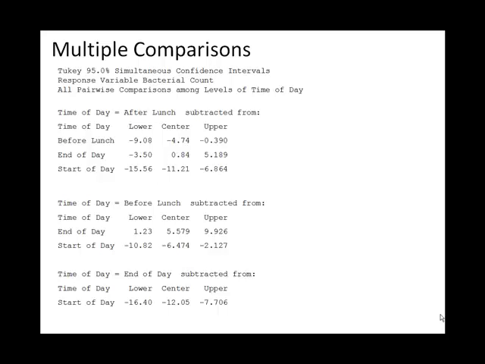So in our first block of output, that's going to compare the time of day after lunch to the 3 other time periods. If we look at our first confidence interval that's presented, that compares the mean count before lunch to the mean count after lunch. And what we see is both our lower and upper bounds of the confidence interval are negative, which allows us to conclude that the mean bacterial count after lunch is greater than before lunch.